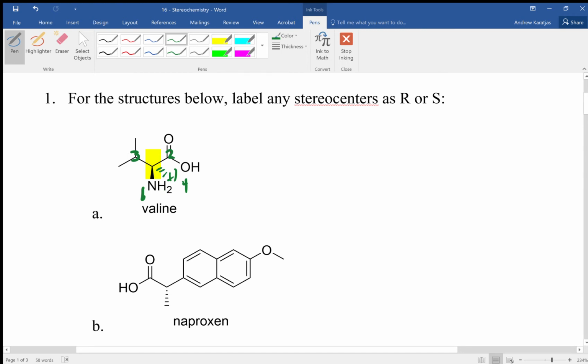Our lowest priority group, the hydrogen, is pointed back. We don't need to rotate the molecule. Our arrow goes counterclockwise, and so our stereocenter here is S.